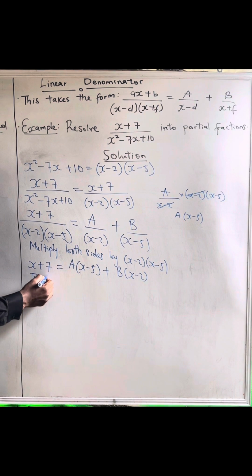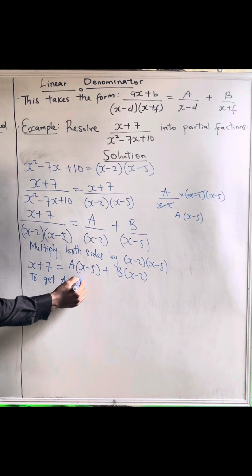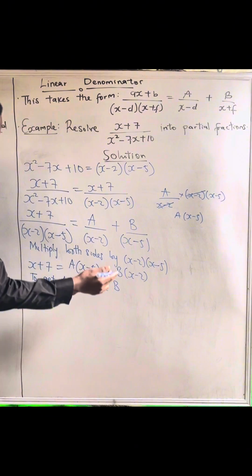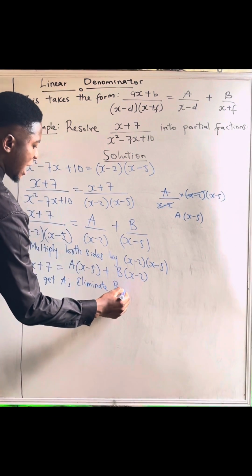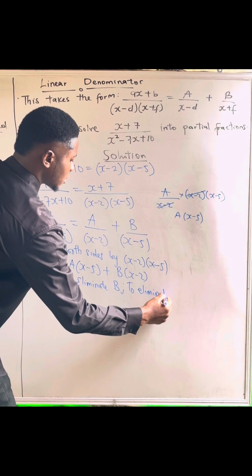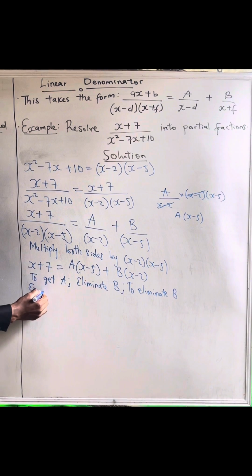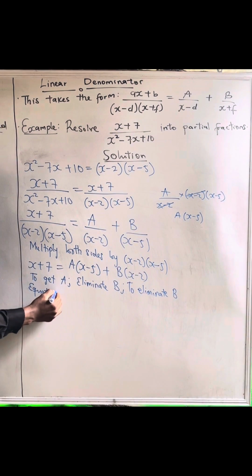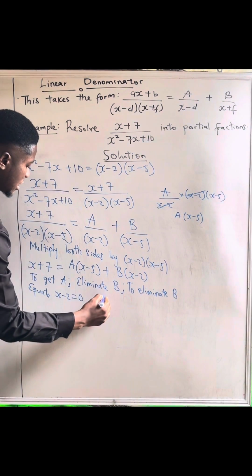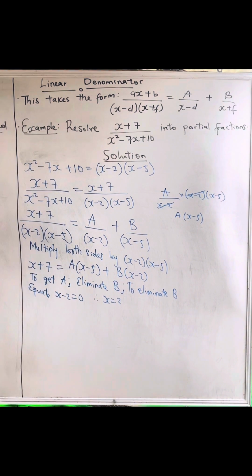To get the value of A, eliminate B. I'm going to eliminate this B. I will then say, to eliminate B, equate x minus 2 to 0. Therefore, x is equal to 2. So this minus 2, we cut to that side. So x is equal to 2.